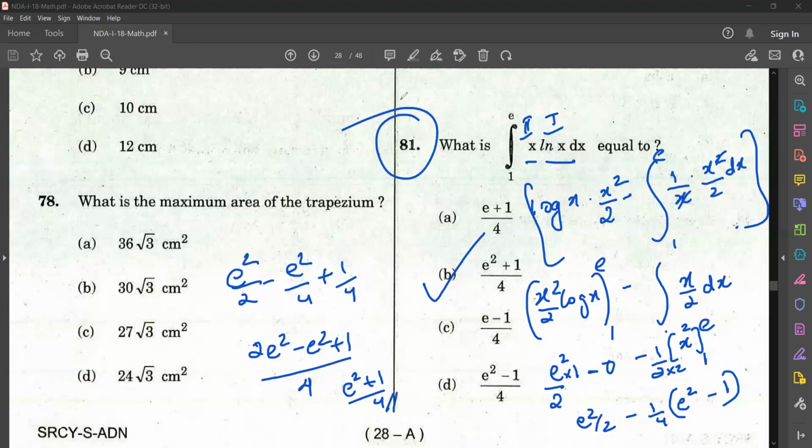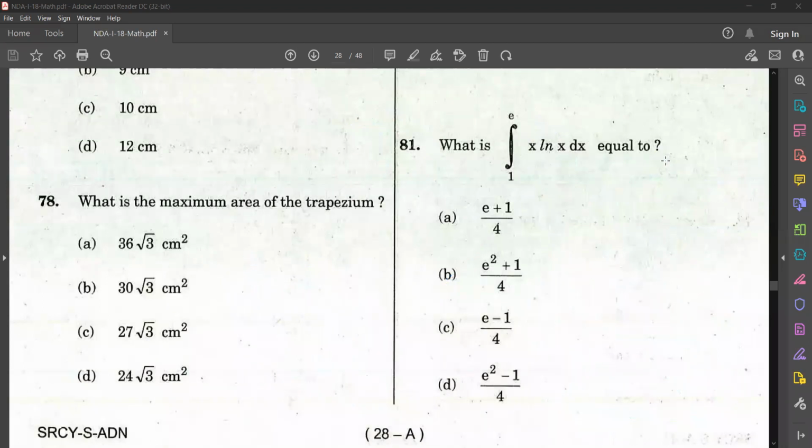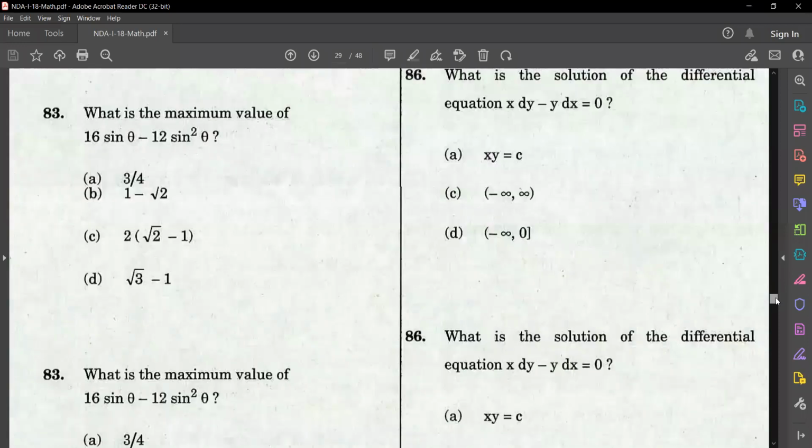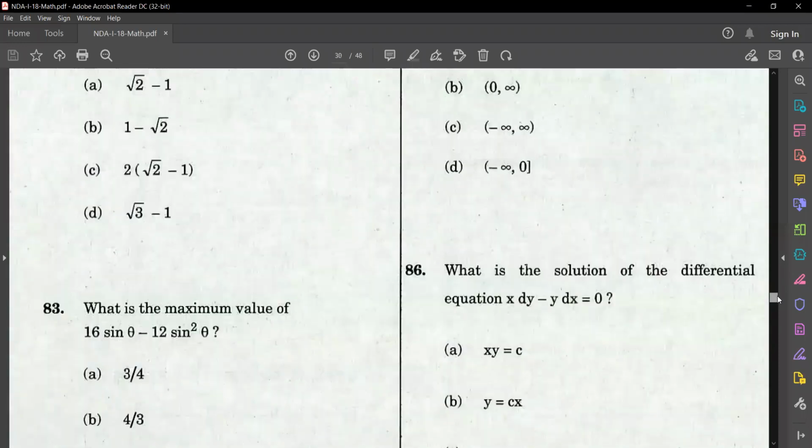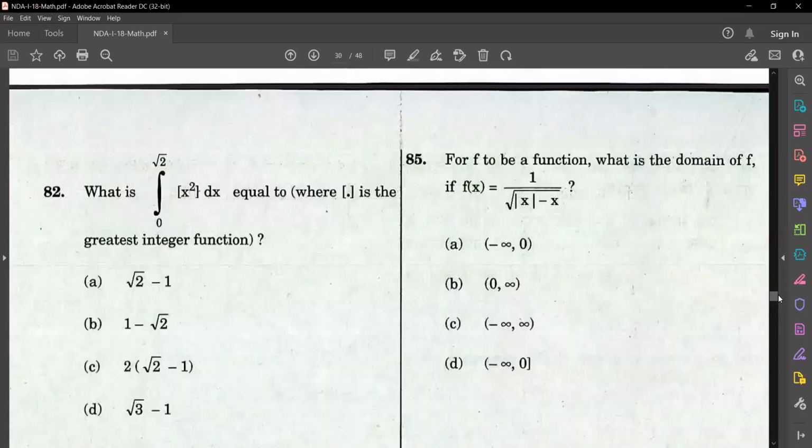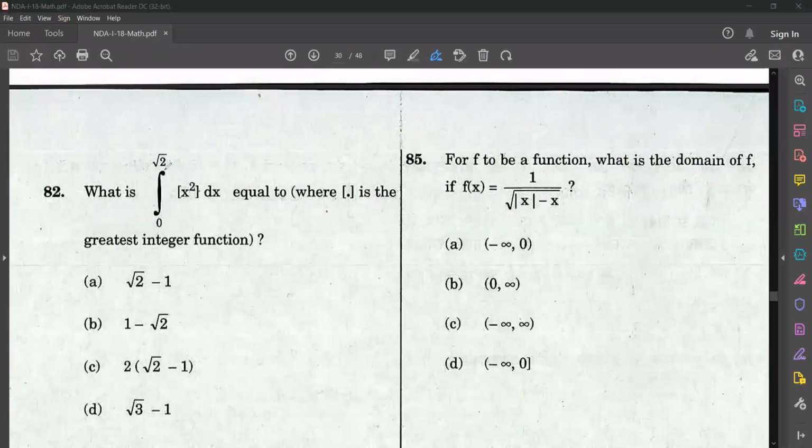Okay, so go to the next question. Question number 82. What is the integral from 0 to root 2 of [x square] dx equal to?